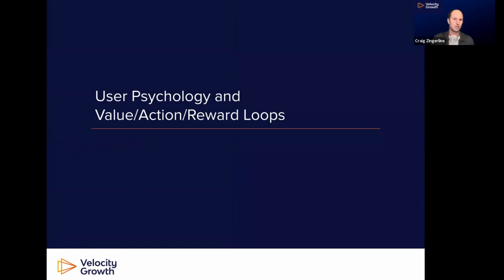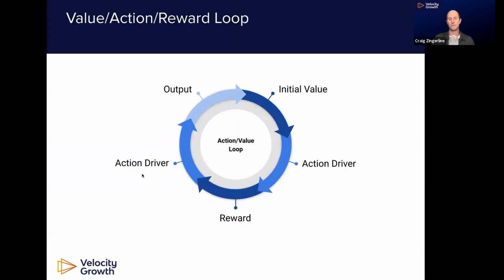I'll briefly touch on user psychology and value action reward loops. So basically, this is, again, a whole section that we cover in Mastering Growth, but the way user psychology works with activation and sequences and some of the stuff we get into with product-led growth is that users get an initial value from the product that drives an action, which gives them a reward, which drives another action, which results in some kind of output. And so in the main program, I walk through Chipotle and Spotify and other more down-to-earth startups in terms of use cases and looking at these value action reward loops.